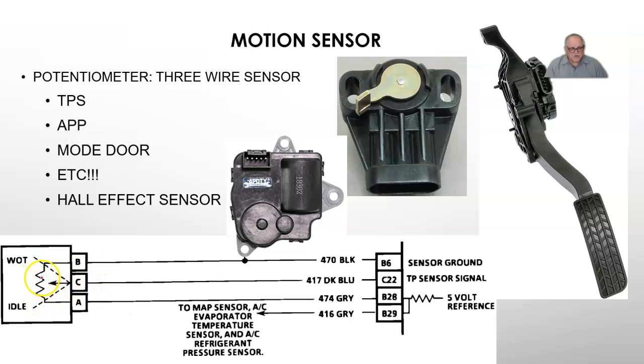There's a resistive strip for this fixed resistor here. This arrow is actually a contact that slides back and forth across that resistive strip. Typical closed throttle, you're going to be around 0.5 volt, wide open throttle around 4.5 volts.